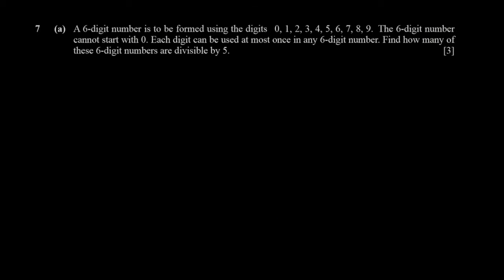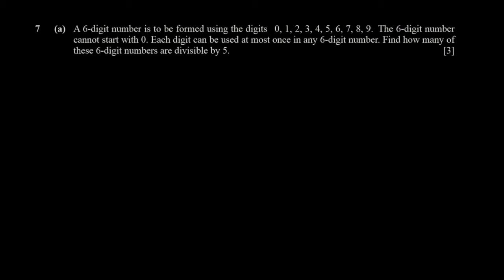Okay, question 7, a combinations and permutations style question. We have a 6-digit number to be formed with the digits 0 to 9, so 10 digits in total. The 6-digit number cannot start with a 0. Each digit can be used at most once in any 6-digit number. Well, that's true basically for all add math questions. And find out how many of these 6-digit numbers are divisible by 5.